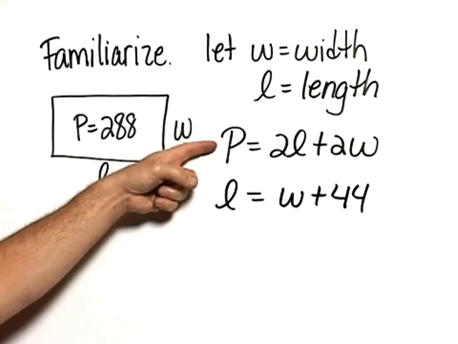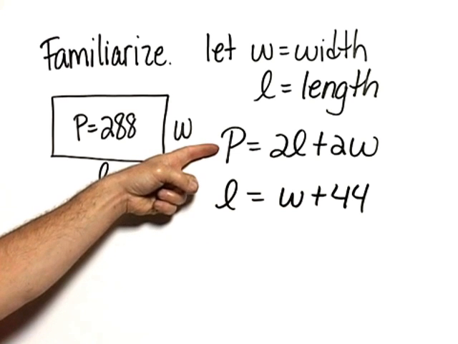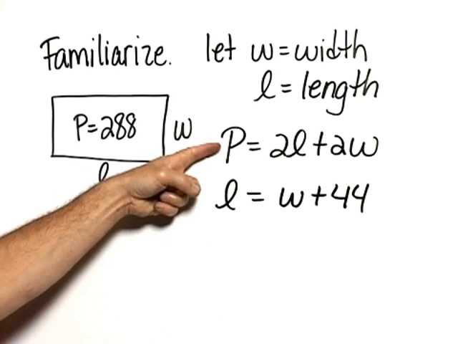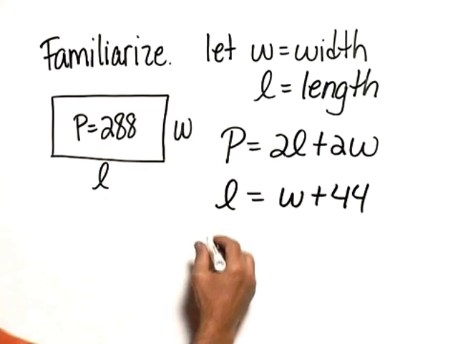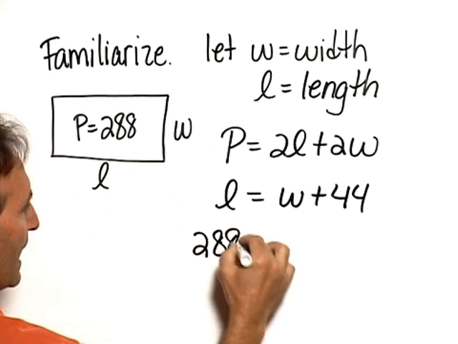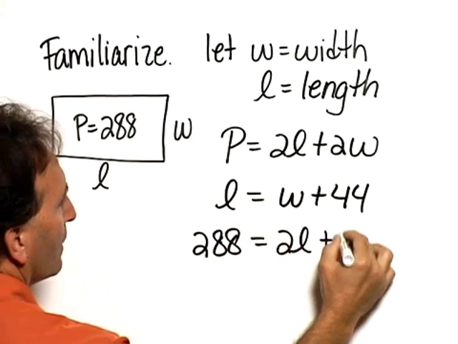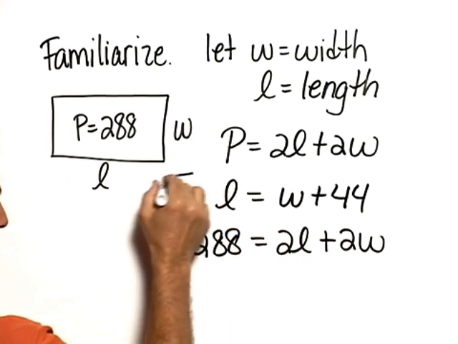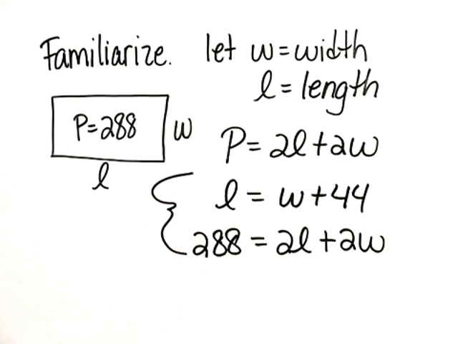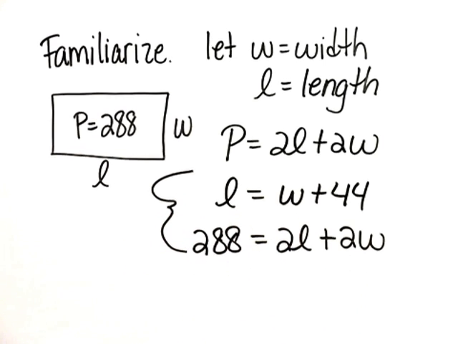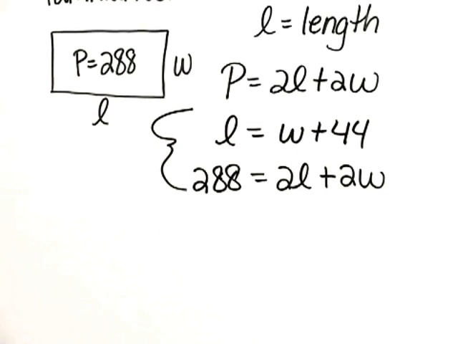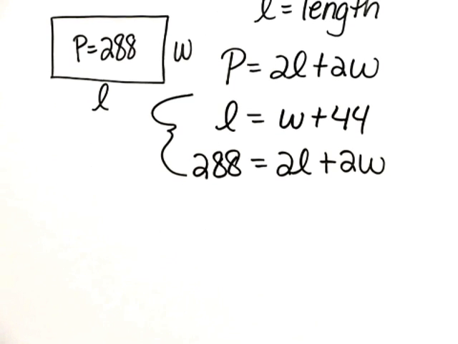Now that we have our equations, what I need to do is substitute 288 for the P. So 288 equals 2L plus 2W, and this is the system of equations that we will solve. Two equations with two unknowns. The third step in the process is carry out, or in other words, solve the equations.